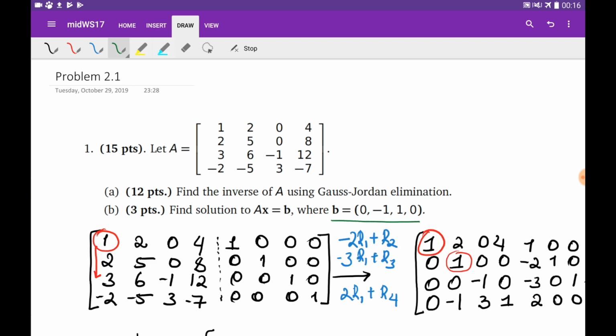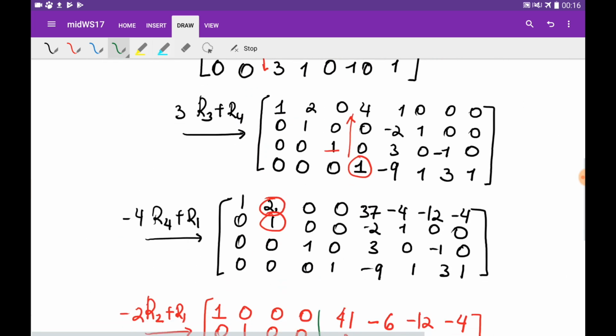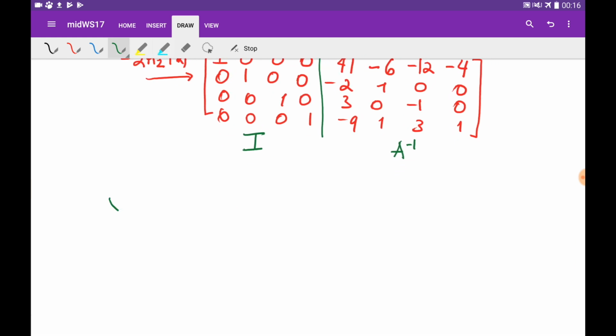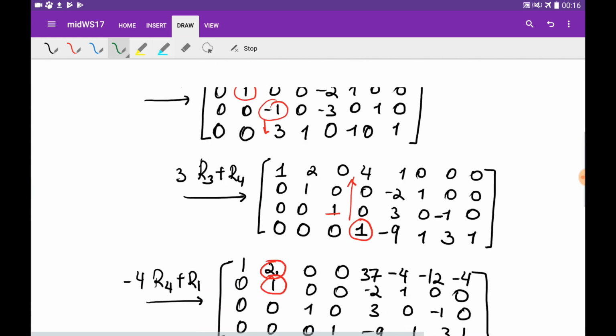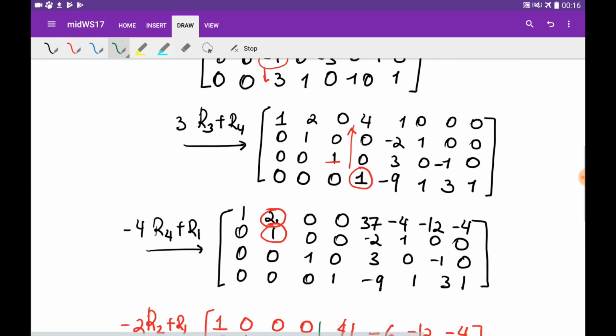right hand side part is going to be 0, minus 1, 1, and 0. So we can obtain the solution for the system AX equals B by multiplying the inverse of A by B. So the inverse of A is 4, 1, minus 6, minus 12, minus 4, minus 2, 1, 0, 0, 3, 0, minus 1, 0, minus 9, 1, 3, 1. And we have to multiply this by the B vector, which was 0, minus 1, 1, and 0. So let me check whether B was 0, minus 1, 1, and 0 again.